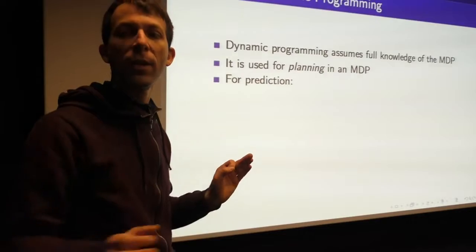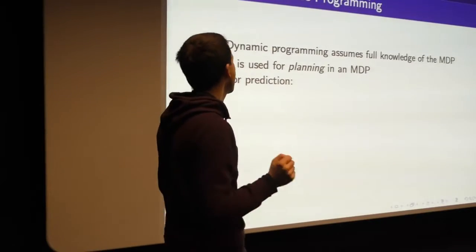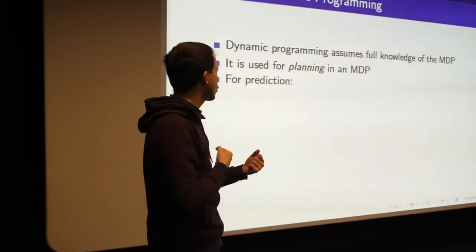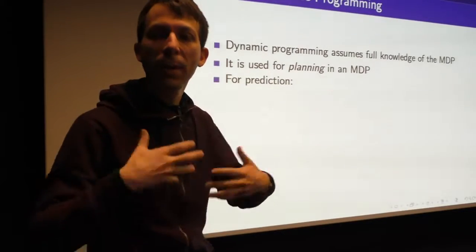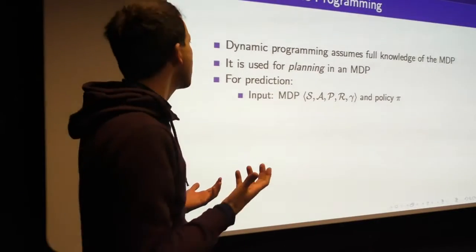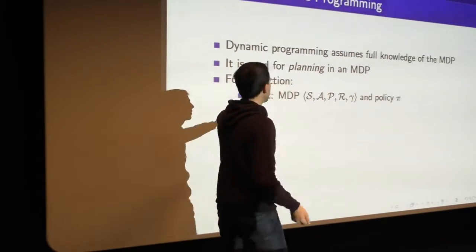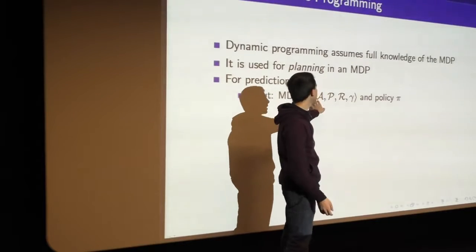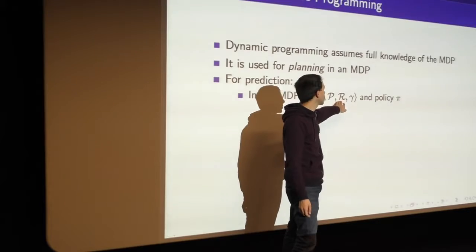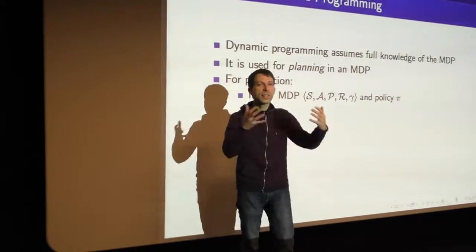And we can solve two special cases of planning in an MDP. Again, this came up in the introduction, this idea of prediction and control. First of all, we can plan to solve the prediction problem. So what does that mean? Well, it means that someone tells us an MDP. Remember, an MDP is a state space, an action space, our transition dynamics, our reward function, and a discount factor. It's just our standard MDP.